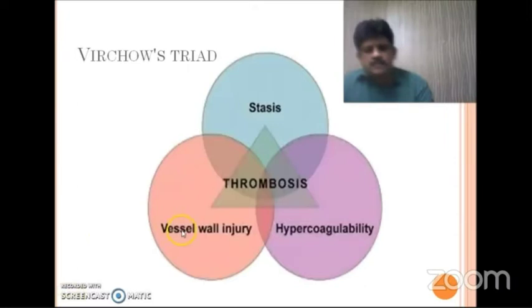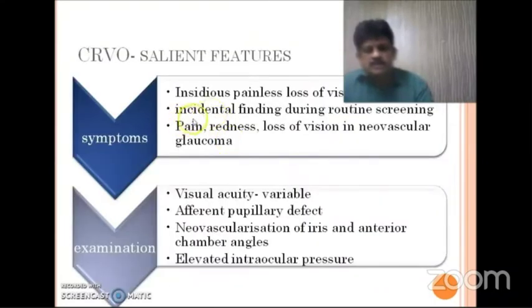Stasis of the flow, change in the vessel wall, and hypercoagulability can cause thrombosis, which in turn causes occlusion of the vessel. Symptoms: there will be insidious onset, painless loss of vision; pain and redness if there is associated neovascular glaucoma. Visual acuity presentation would be variable, from hand movements to near normal vision, depending upon whether it's a perfused or ischemic occlusion. Associated afferent pupillary defect indicates ischemic CRVO.